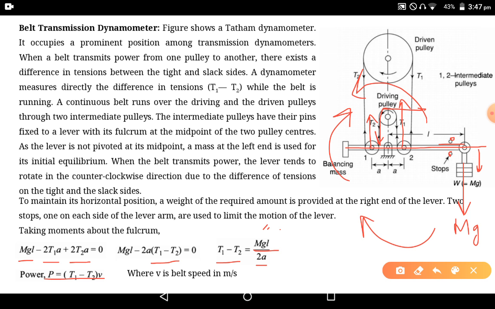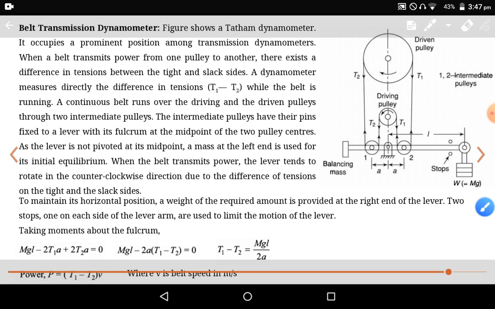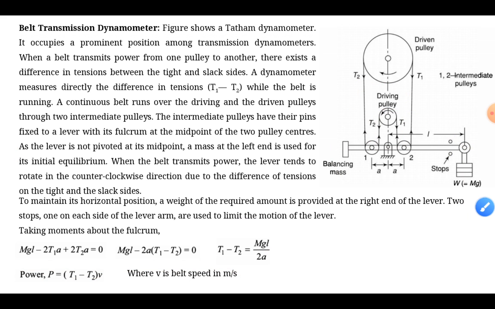Here we have got the value of T1 minus T2 from the measurement, and we can calculate, and that's why we can get the value of power being transmitted. So this is how this belt transmission dynamometer works.